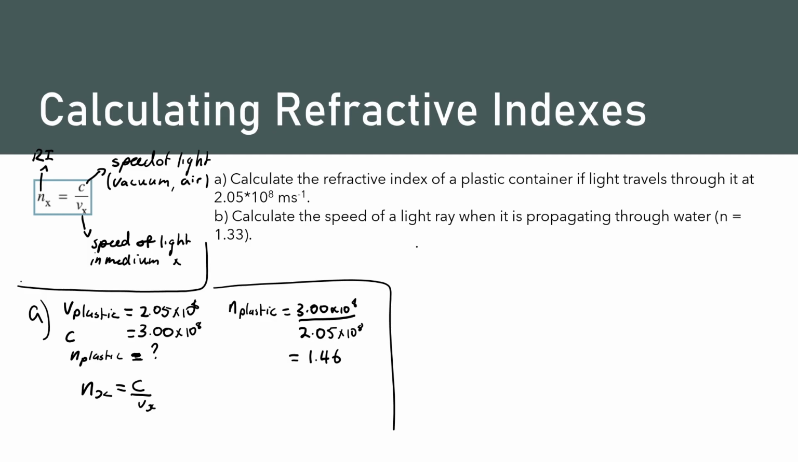Now for question B, we're being asked to calculate the speed of light for a ray which is propagating through water, assuming that the refractive index is 1.33. So again, pretty much the same process. I'm going to drop a data column, identify my equation, rearrange the equation if I need to, substitute and solve.